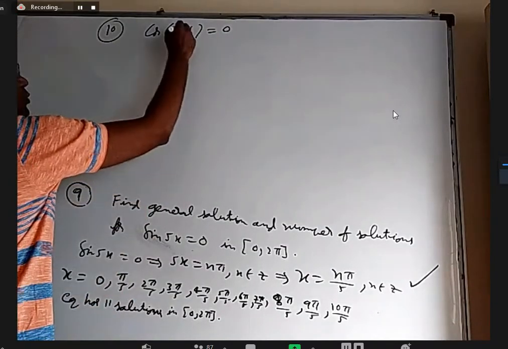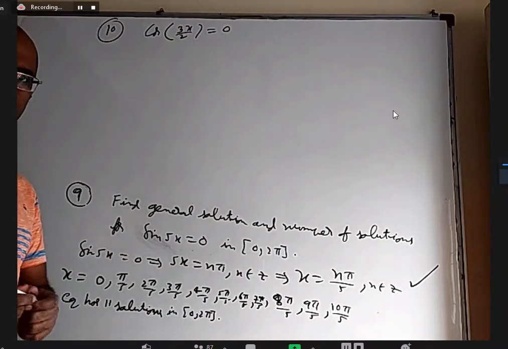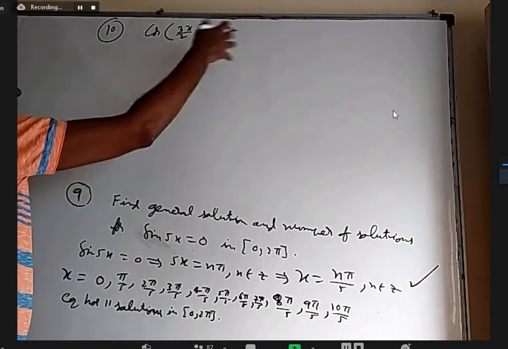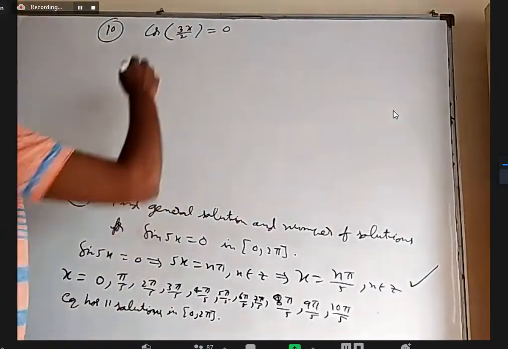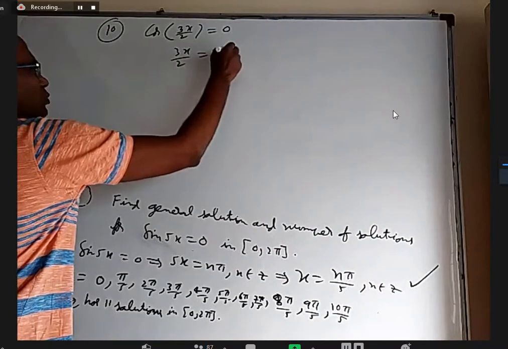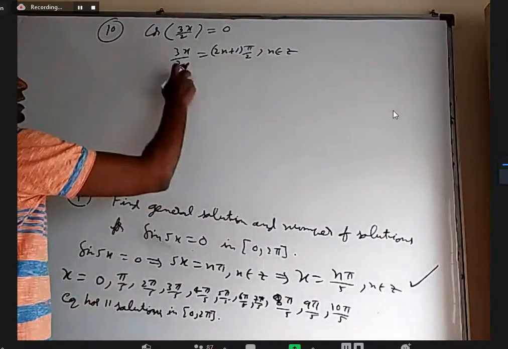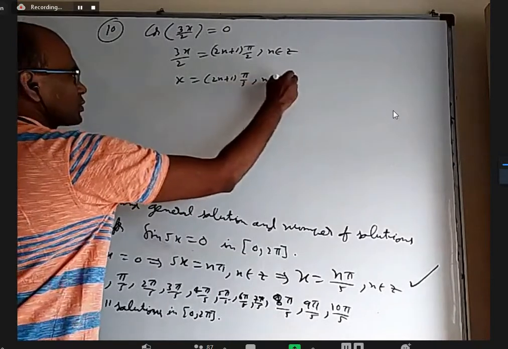Cos 3x by 2 equal to 0. You have to find the general solution. That's all, only the general solution. Cos of something is 0, the general solution, that is our very second formula we learnt, is an odd multiple of pi by 2. So 3x by 2 is equal to (2n plus 1) into pi by 2, where n belongs to Z. Now we can cancel the 2s and that side we get x is equal to (2n plus 1) into pi by 3, n belongs to Z.